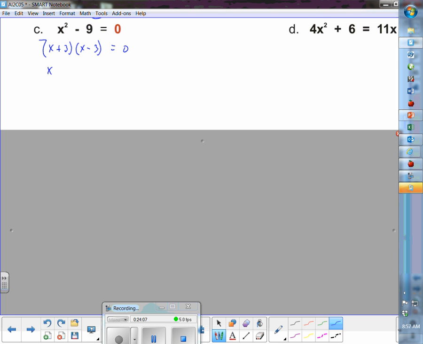Therefore, x can be a negative 3 or x can be a positive 3. By the way, if you so choose, you can write that as one thing by using the plus minus, right? Either way, same answer. x equals plus 3, x equals minus 3. Notice we're doing quadratics, and notice we're getting 2 solutions, because quadratics have 2 solutions. Real and or imaginary, depending on the situation.